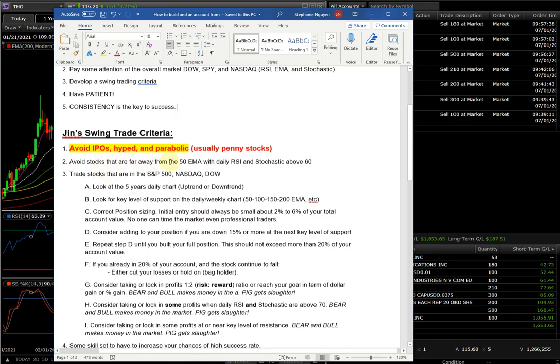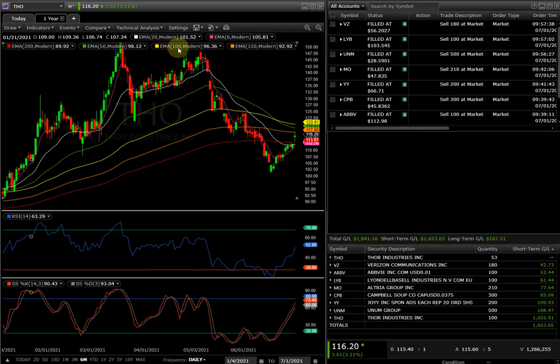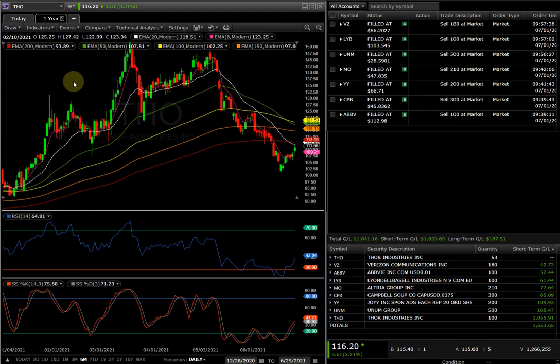Avoid stocks that are far away from the 50 EMA and or with the daily RSI above 60. So therefore, right here, I'm not gonna buy it. I don't care how high this thing goes. I just don't do it because, like I said, I trade like a chicken. There's no way I'm gonna buy it. I'm glad I didn't because these are bag holders right now.